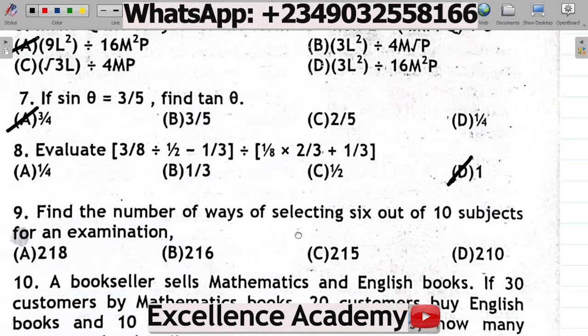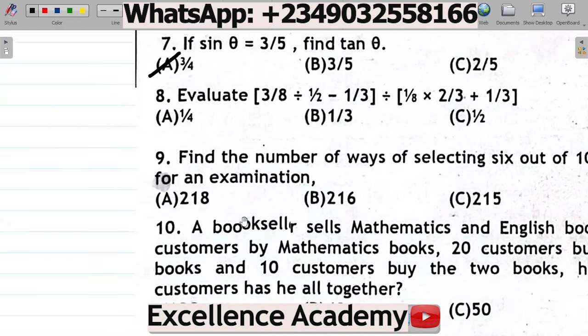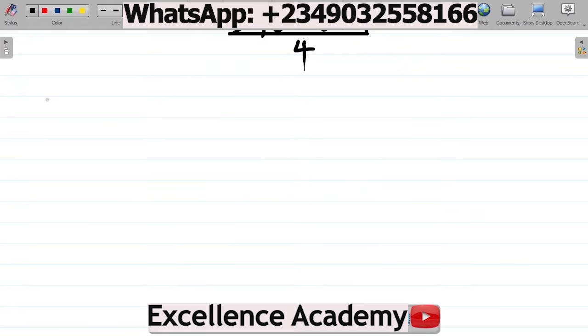Next up, question number 9. Question 9 says, find the number of ways of selecting 6 out of 10 subjects for an examination. A, 218, B, 216, C, 215, D, 210. All right, so how do we solve this? In question 9, we are asked to find the number of ways of selecting 6 from 10.